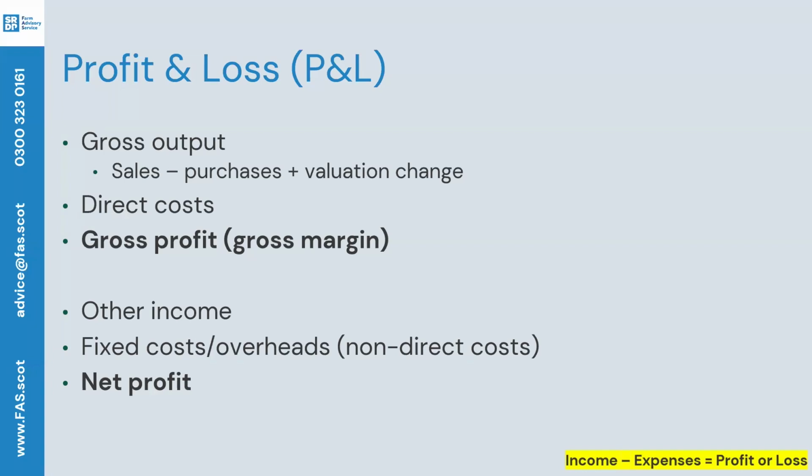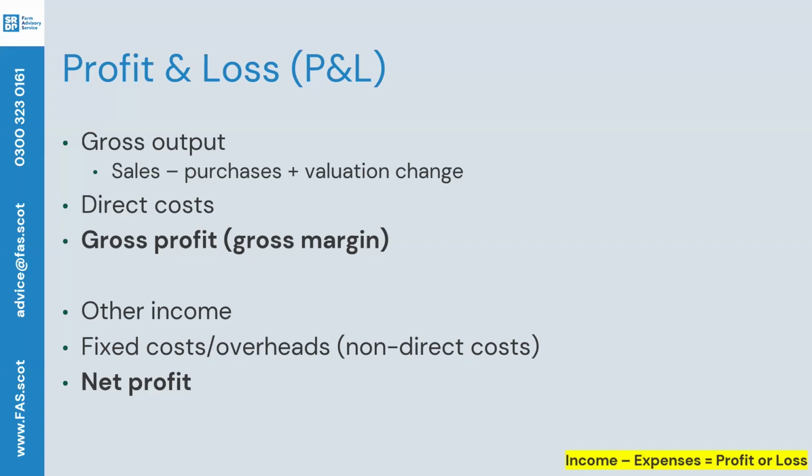We've got your direct costs. Those are the costs that are directly associated with your production, with your output. And then we get your gross margin. And that'll be a gross profit or a gross loss. We then take in your other income, your fixed costs or your overheads, and then we arrive at your net profit. So your net profit is your profit at the end of the day after all expenses. So it's laid out a wee bit differently, but ultimately all of the income minus all of the expenses still equals the same net profit, the same profit or loss, no matter how it's laid out.